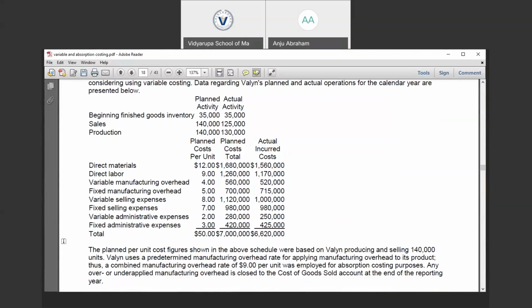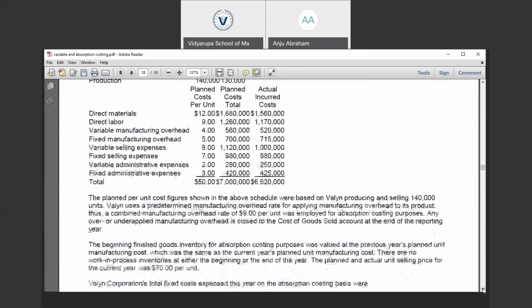Any under or over applied manufacturing overhead is closed to the cost of goods sold account at the end of the reporting year. The beginning finished goods inventory for absorption costing purposes was valued at the previous year's planned unit manufacturing cost, which was the same as the current year's planned unit manufacturing cost. There are no work in process inventories at either the beginning or the end of the year. The planned and actual unit selling price for the current year was $70 per unit. Valiant Corporation's total fixed cost expensed this year on the absorption costing basis.